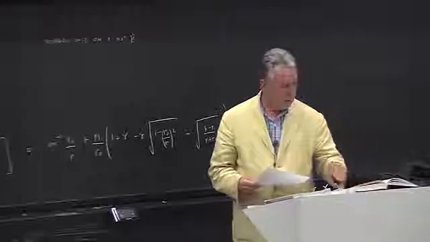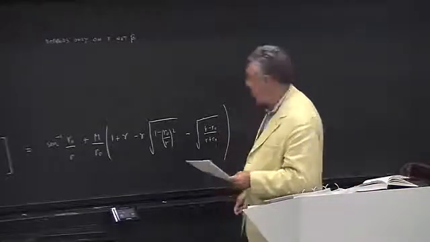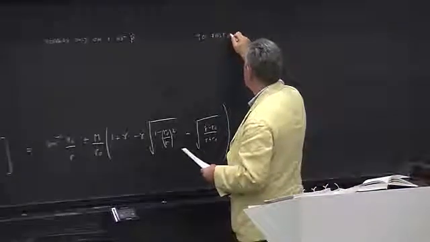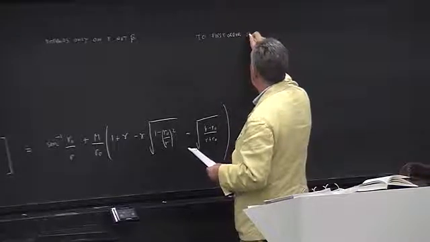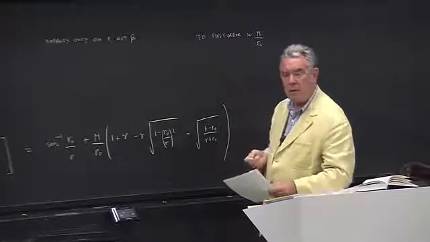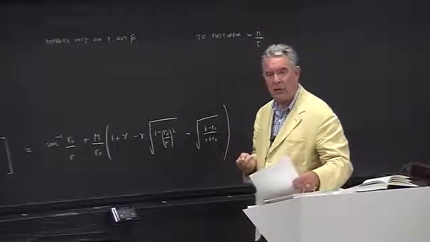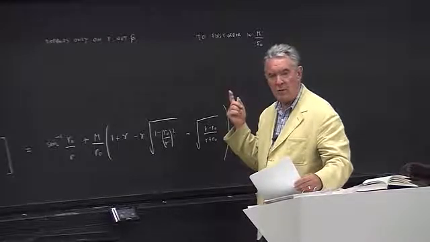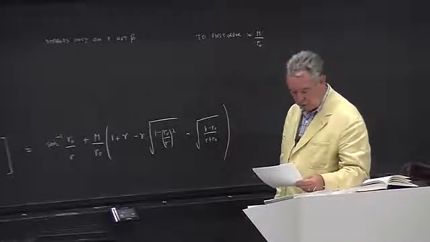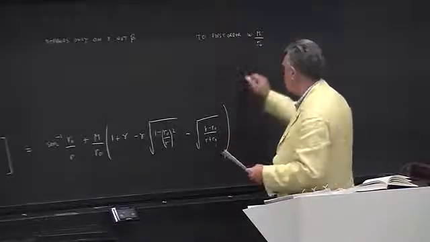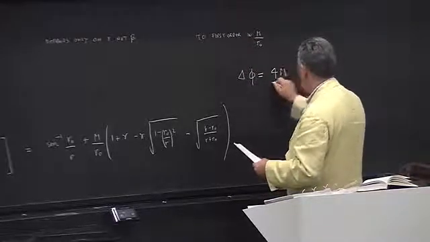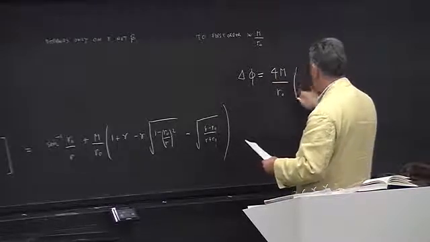So to first order in m over r naught, remember the celestial radius of the sun is about 3 kilometers. So m over r naught is pretty small. So it's a good approximation. Delta phi equals 4m over r naught into 1 plus gamma over 2.